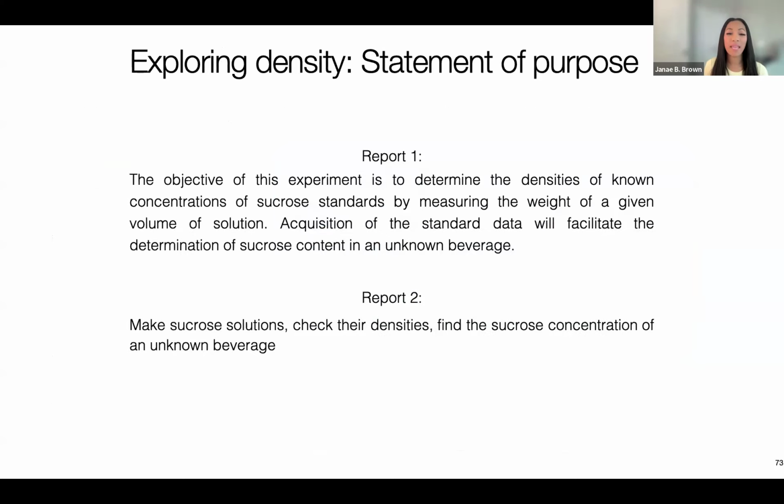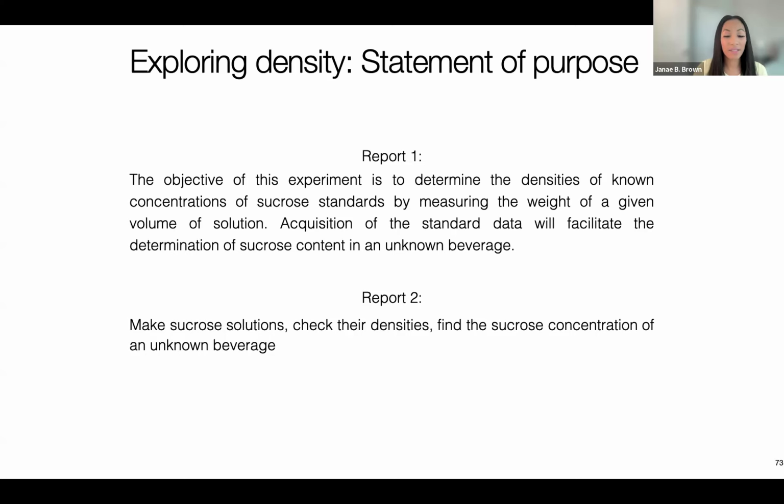Now let's evaluate a couple of examples of purpose statements. So we're going to compare report 1 to report 2. Report 1 reads, "The objective of this experiment is to determine the densities of known concentrations of sucrose standards by measuring the weight of a given volume of solution. Acquisition of the standard data will facilitate the determination of sucrose content in an unknown beverage."